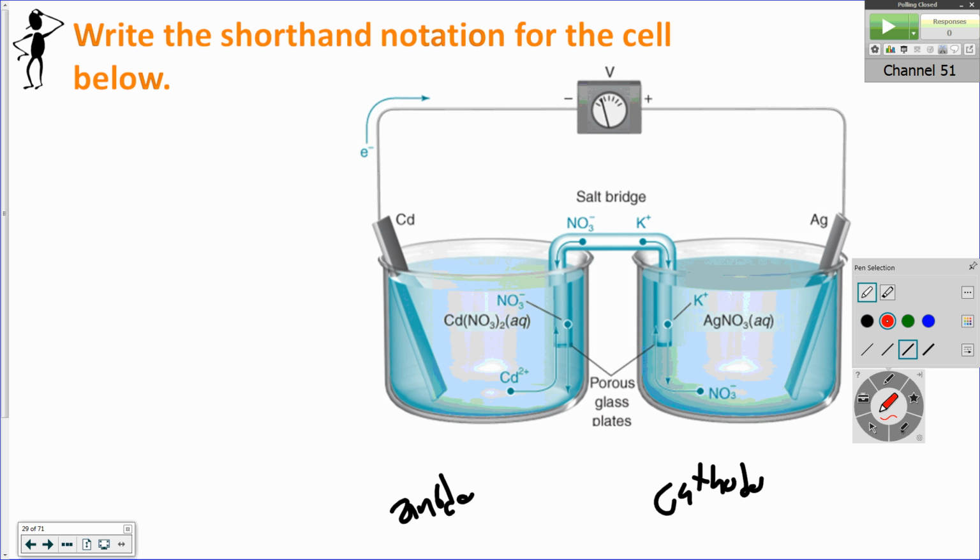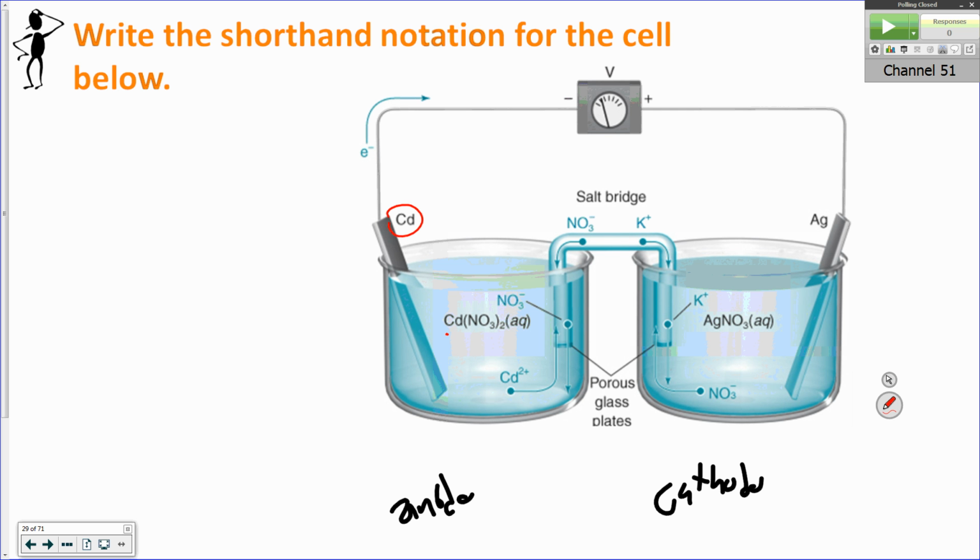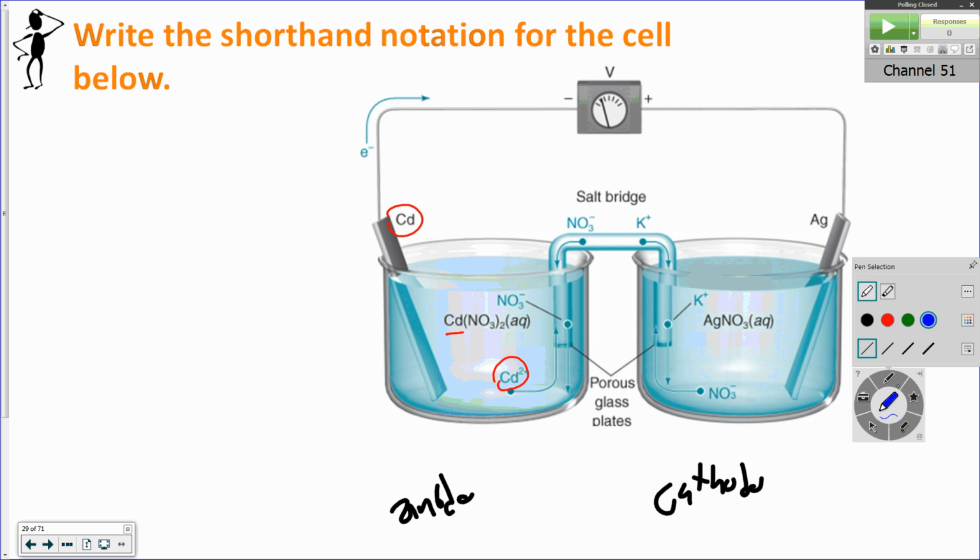I've got just some things I could pick up on. I've got a cadmium solid, and I've got cadmium in solution, so this cadmium 2+. So probably the event that's occurring at the anode is the oxidation of the cadmium. And then on the other side, I've got the silver electrode and the silver cation that's in solution. So I've got those things that are available for the reaction.